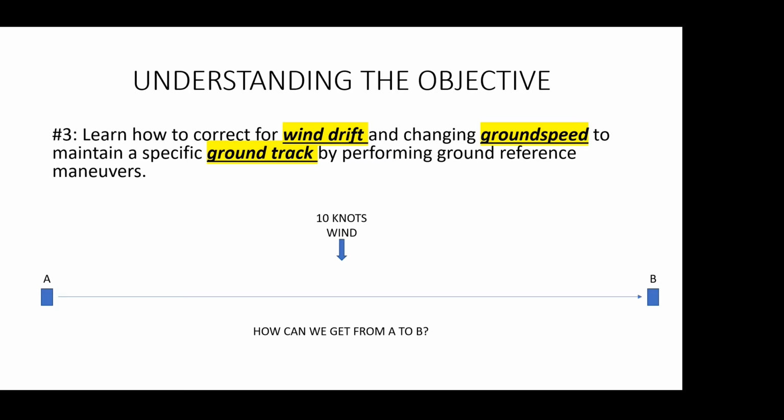We understand those things. We understand how to apply wind correction angle and negate wind drift. We understand how our ground speed and our ground track function with one another. We understand those concepts. So what we're going to do here today is talk about a few of these ground reference maneuvers and the theory behind them, what we're looking for when we're practicing them, and how we can accomplish them successfully.